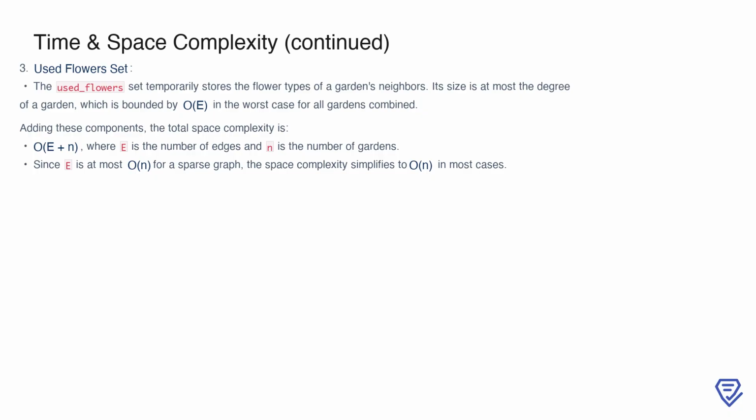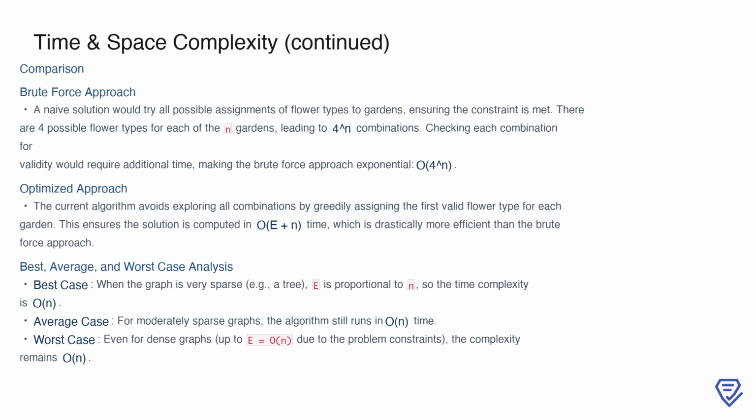To put this into perspective, let's compare this optimized approach to a brute force solution. A naive brute force method would try all possible assignments of flower types to the n gardens, ensuring the constraints are met. Since there are 4 possible flower types for each garden, this method would involve evaluating 4 to the power of n combinations. Checking each combination for validity would add further computational overhead, resulting in an exponential time complexity of O(4^n).